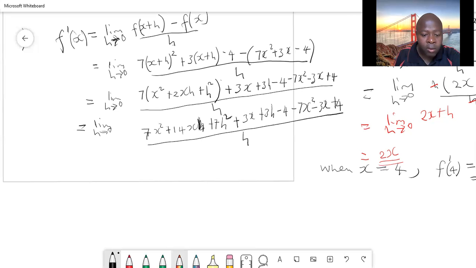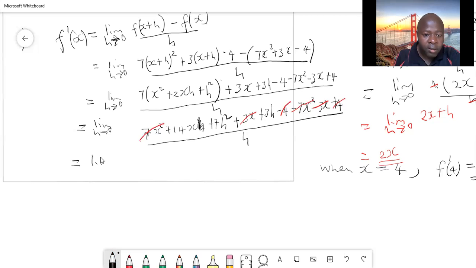At this point, you'll notice that there are some terms that are similar. For instance, this 7x squared is similar to this but different in sign, so 7x squared minus 7x squared will give us 0. There's this negative 4 and plus 4. Again, that will give us 0. Let's check if we have another one. We have negative 3x and then positive 3x. Again, that will give us 0.